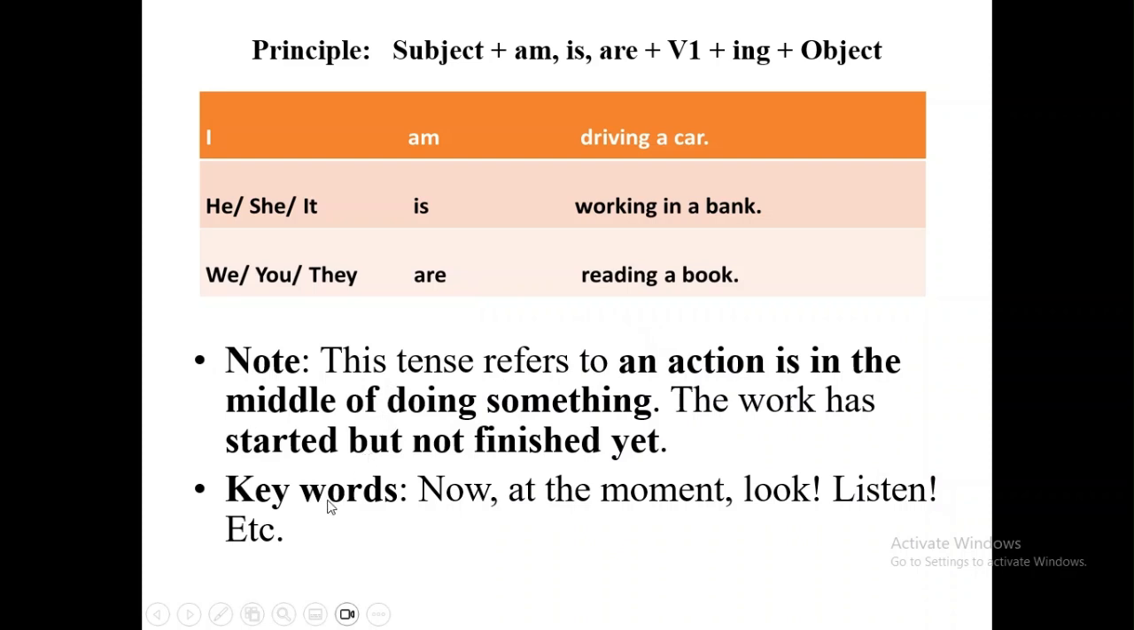The key words to identify sentences in present continuous tense are: now, at the moment, look, listen. These are the key words to identify whether a sentence is in present continuous tense or not. Okay. So now let us try to understand the situations.